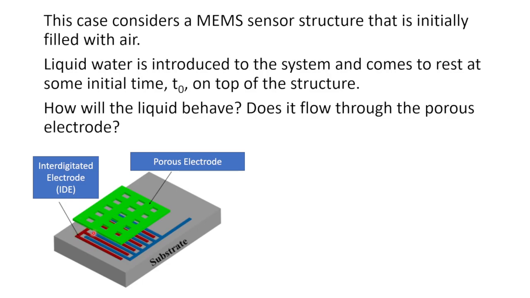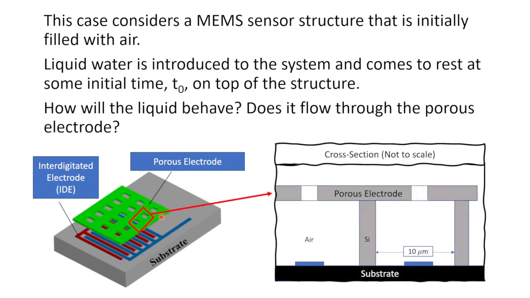Now, how does that fluid fill it? How does it act? That's what ANSYS is here for. So if we take a 2D cross section, we can see normally we have a dry sensor, which is filled with air. The porous electrode has holes, about 6 micrometers square, which allow the fluid, air in this case, to fill the cavity above the IDE, which has a base plane on the substrate.